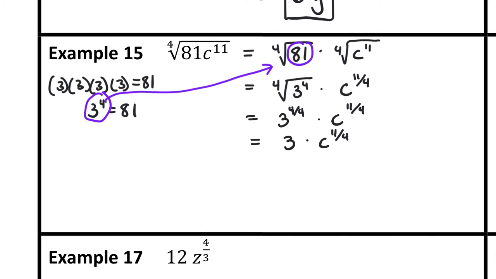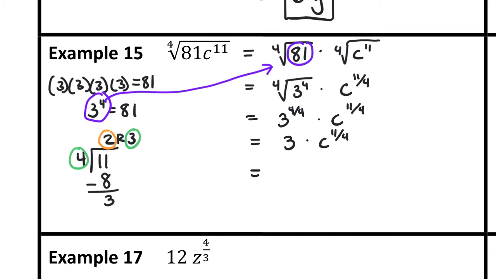Okay. Now let's do the long division. We're going to divide 11 divided by 4. 4 goes into 11 2 times. 4 times 2 is 8. Subtract 11 minus 8 is 3. So the remainder is 3. And so we're going to have 2 as our whole number, and 3 over 4 as our remainder.